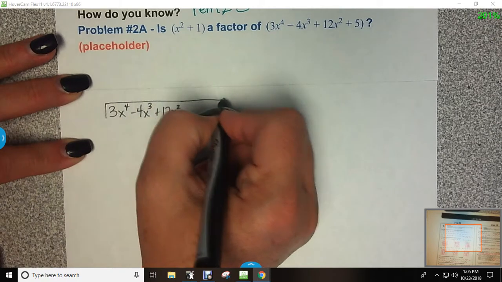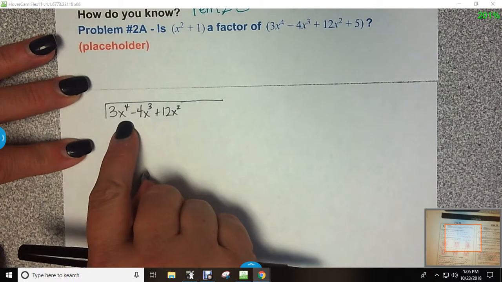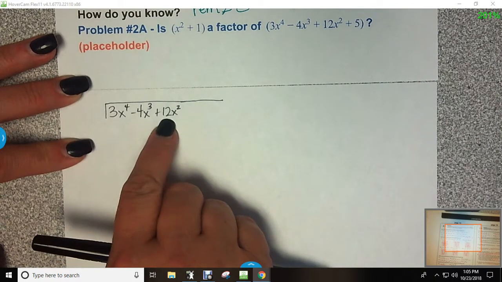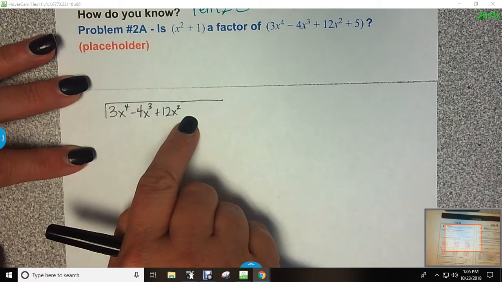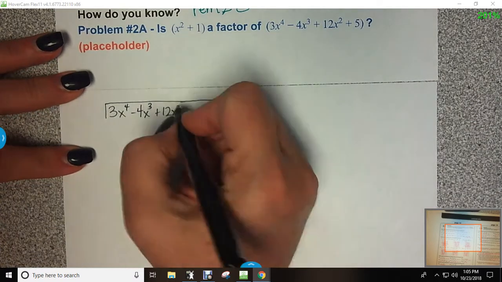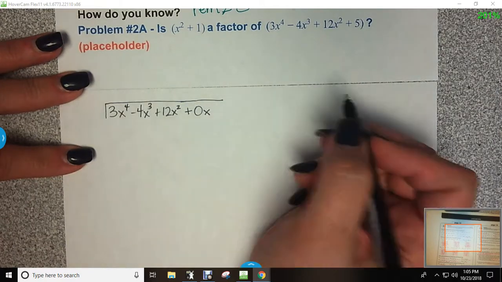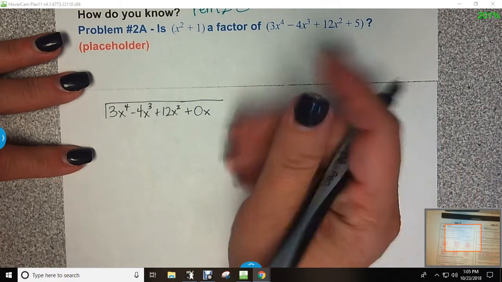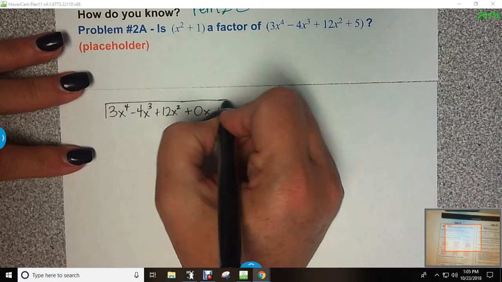Now, I want you to look at something. Look at where I stopped right here. I've got my 3x to the 4th minus 4x to the 3rd plus 12x squared. Do I have an x to the first term? No. So you need to put in a placeholder. So I'm going to put in a 0x, because 0 times anything is just like it's not even there. And there's my plus 5.